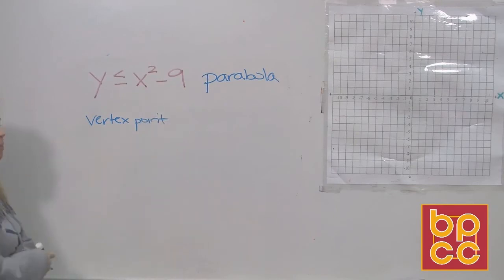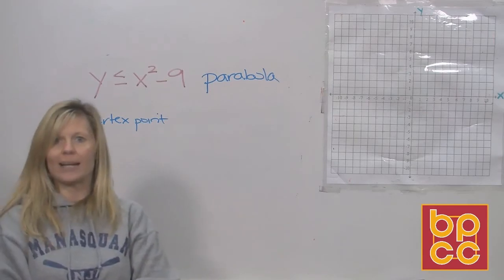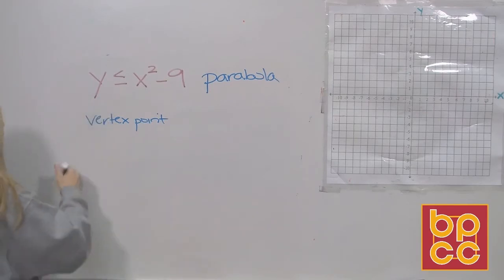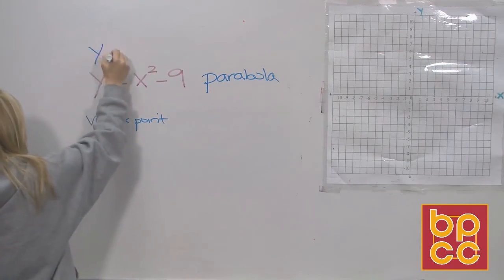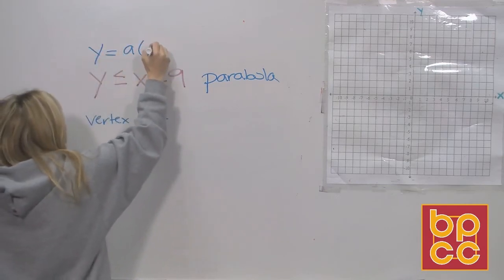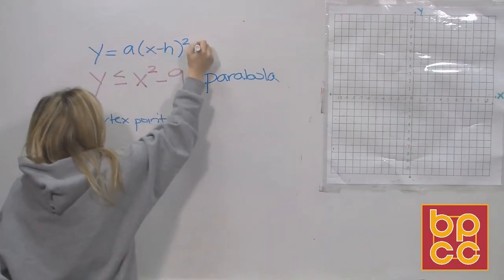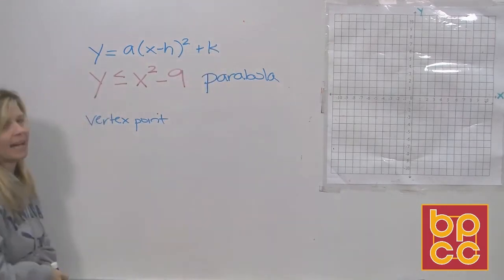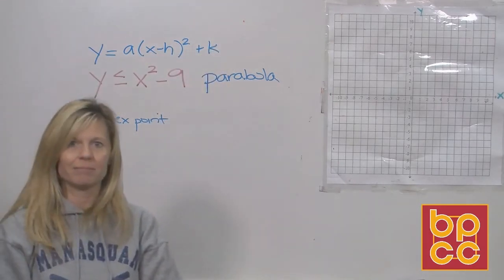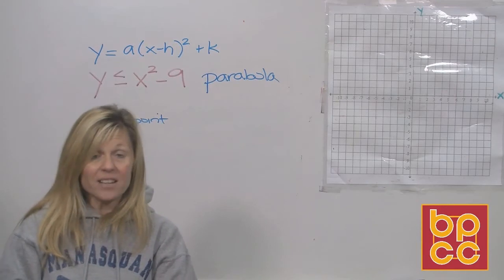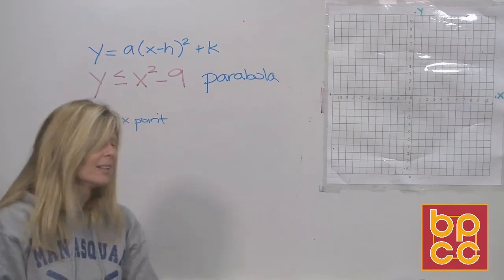Does anybody remember how to get that vertex point? Well, you learned the equation of a parabola has to be written a certain way to get the vertex point. What you've got to have memorized for a parabola is y equals a(x minus h) squared plus k. That's from module 14. E, F, G.